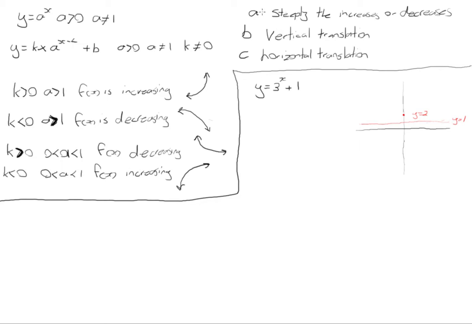A is a positive number, so it's got to be somewhere in here. And B is just plus 1. So we've got that. It's going to, in fact, look a little bit like this. I'll try and draw it, but I can't make any nice promises. Excuse a little bit of a hiccup there. So it's going to be increasing.